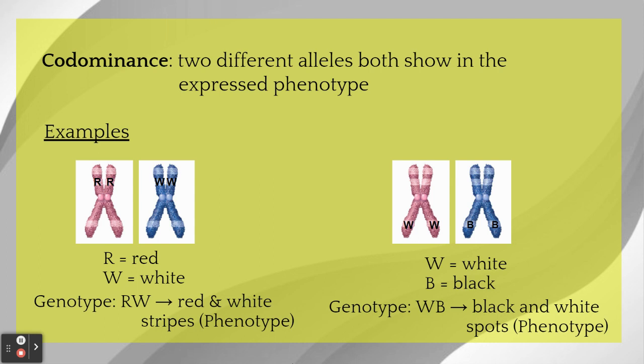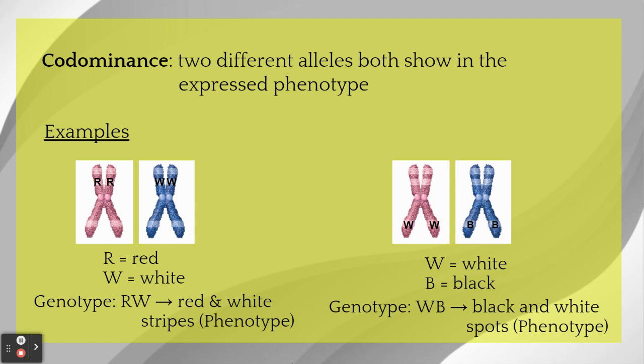Codominance is that other type of inheritance pattern, and this is when two different alleles both show in the expressed phenotype. So we're using the same example on the left here, so the red and the white alleles. But if an organism is inheriting both of these, so they're heterozygous, they're RW, instead of those alleles mixing together to make pink, they're actually both showing. And so this would be like a flower that has red and white stripes or something that has polka dots.